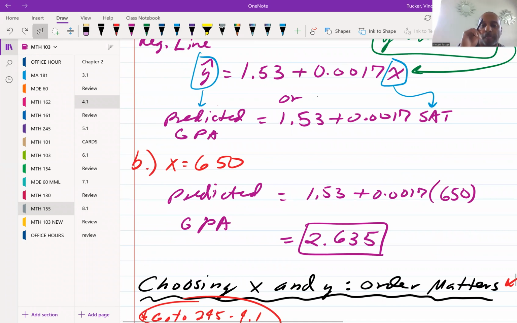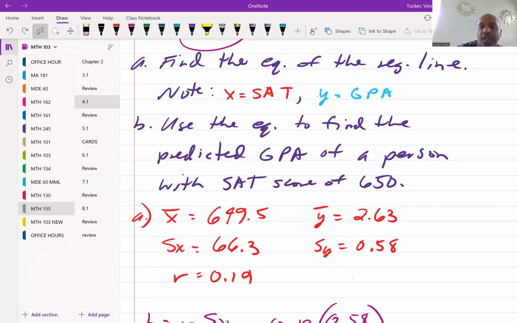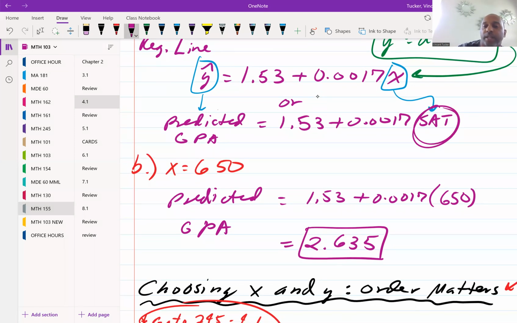All right, so now B, let me go back to the problem. They said to use the equation to find the predicted GPA of a person who scored an SAT of 650. So you're going to plug in 650 for the SAT and see what number you get, and that's going to be the predicted GPA. We plugged in 650 into the equation, and what we got out was 2.635. So the prediction is that if you score 650 on your SAT, you will get 2.635 as a GPA your first year in college.